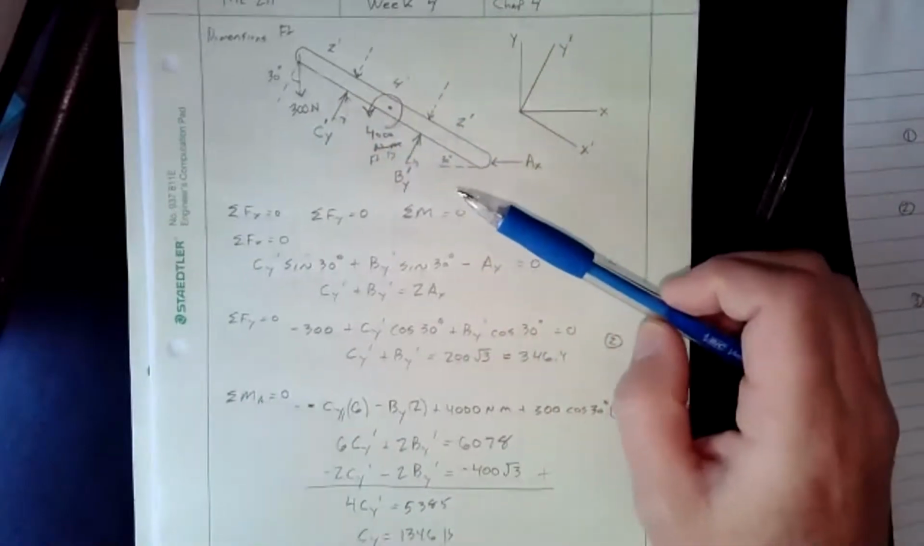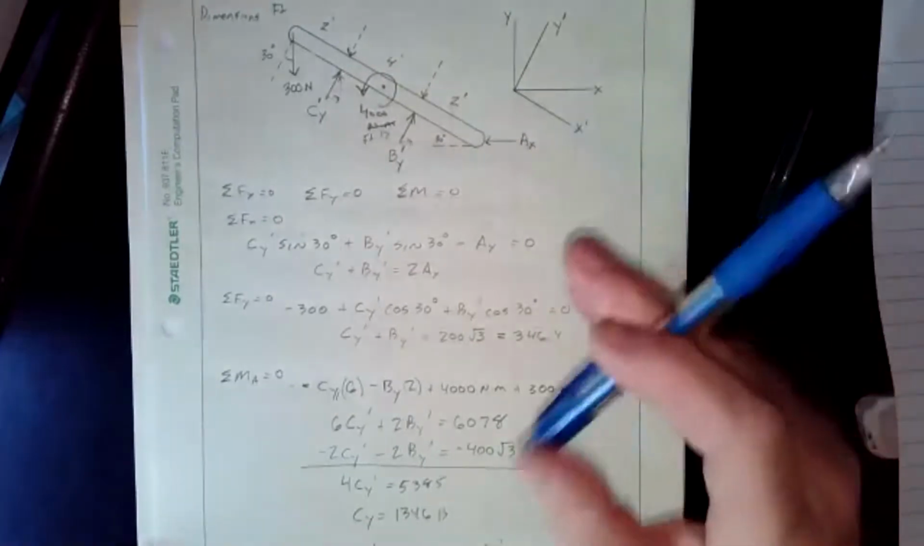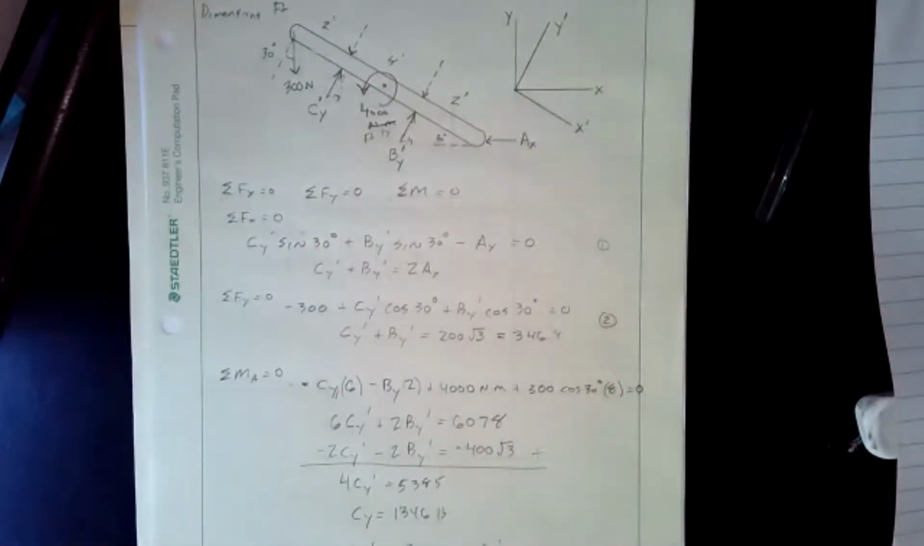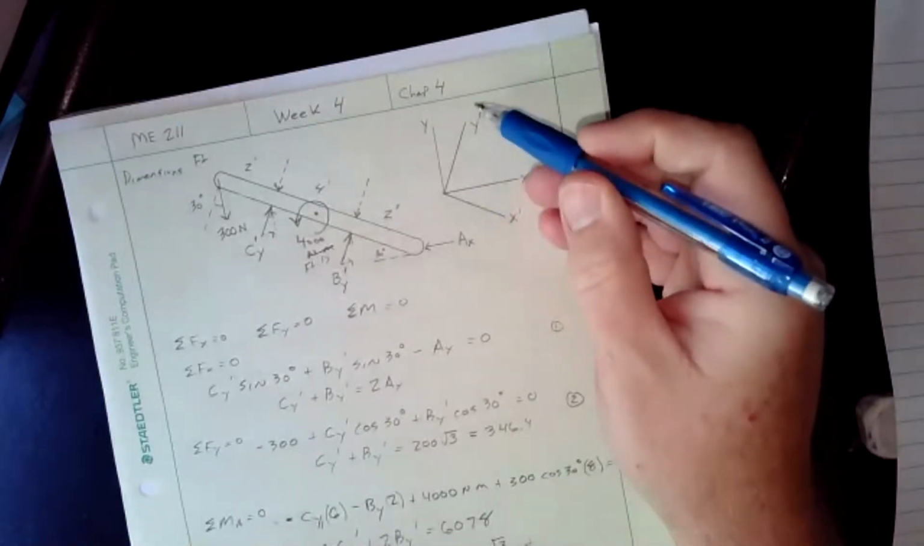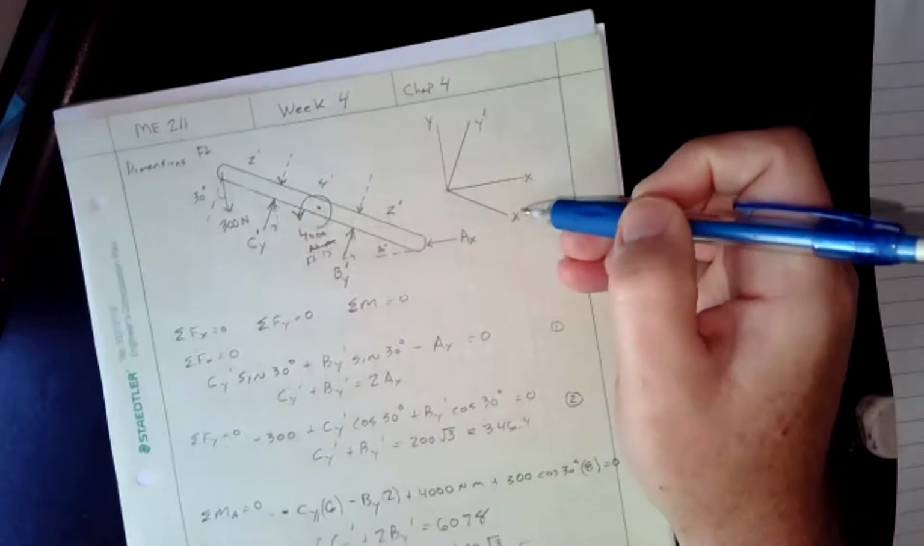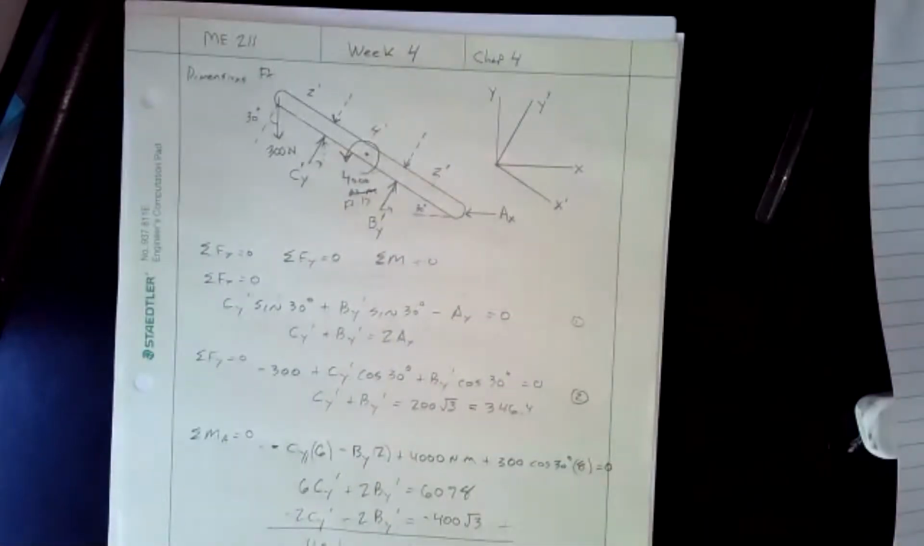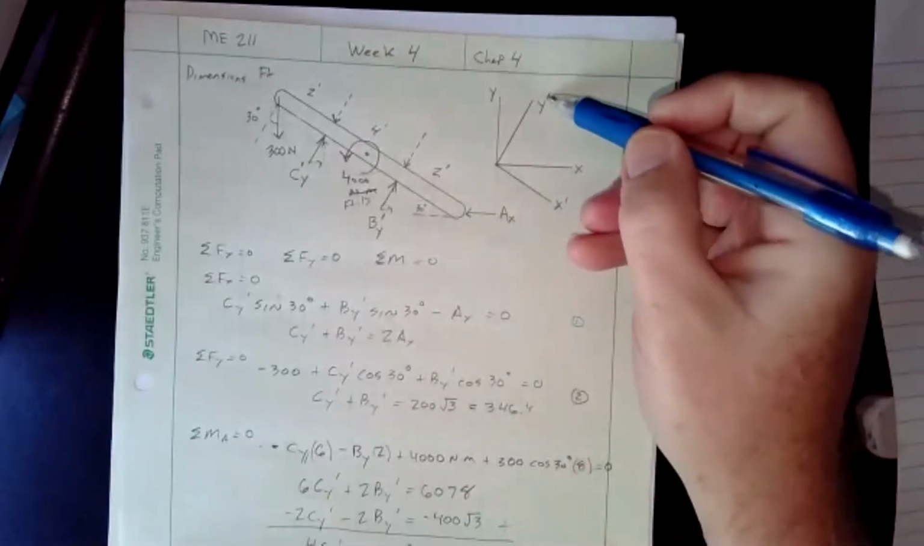I'm so confused. Why did you put Cy and By prime? What is it about them that makes it prime? Oh, the only reason I put the prime there was to show that they match this axis. That's all. See, I made the Y prime, X prime. They're still Cy and By. They're still the final answer. So you don't have to put the prime there. I did it just to show that I'm accounting for them on this axis.